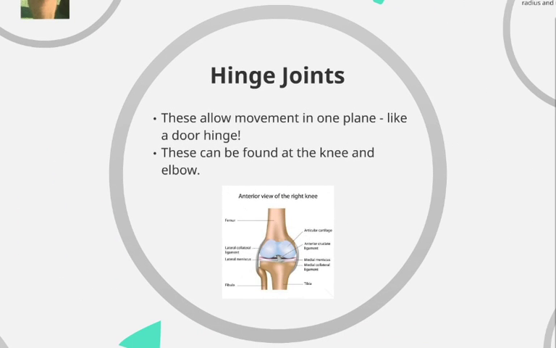So, hinge joints. These allow movement in one plane, pretty much like a door hinge. So it'll go one way and then it'll come back in the complete opposite direction. These can be found at the knee and the elbow. If you look at the diagram, there's a bit of a technical diagram. You don't need to know all the information there, but as you know with your knee, you can bend your knee and then straighten your knee, so that's moving in one particular plane.